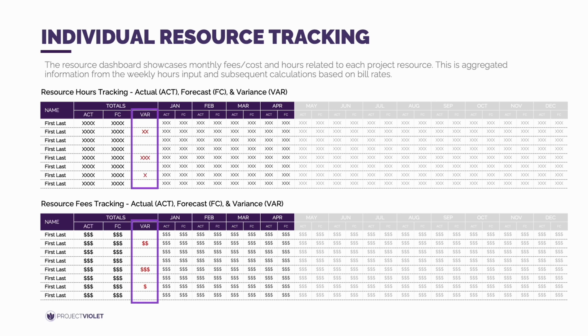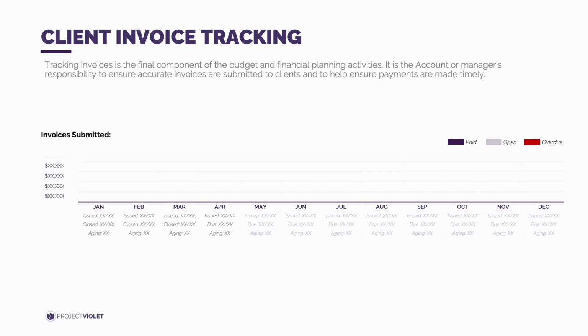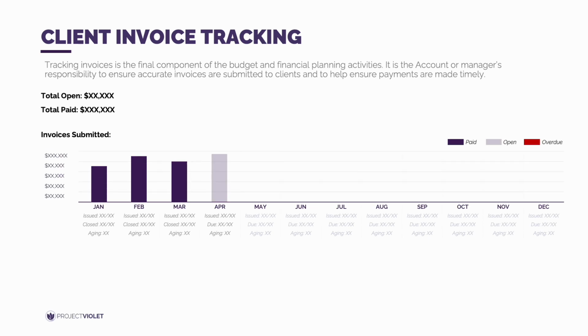Most firms will have this mostly automated in a combination of a time tracking system and some platform that will aggregate these numbers into the financial dashboard. All right, the last piece of the puzzle is invoicing. Most firms bill monthly and based on time and expenses submitted through the tracking system.